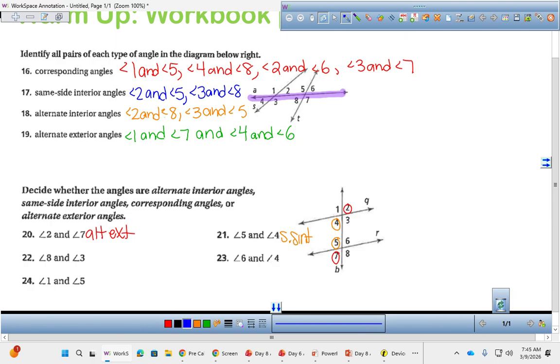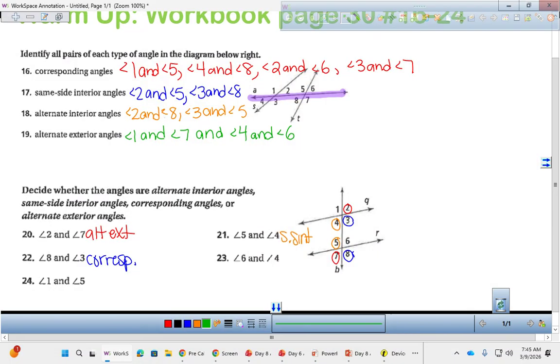Okay, let's see. 8 and 3. I think that's a hard relationship to see. But 3's on the inside and 8's on the outside. So it can't be something with the word inside and it can't be something with the word outside. So what other word do we have? Corresponding. These are corresponding angles.